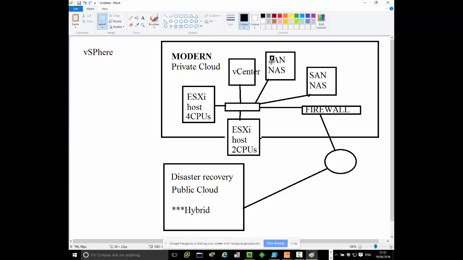Let's say you want to perform maintenance on this SAN or NAS here. You can just move the storage over to this one, perform whatever maintenance you want, move it back, and then perform maintenance on this one. So that's a similar thing.